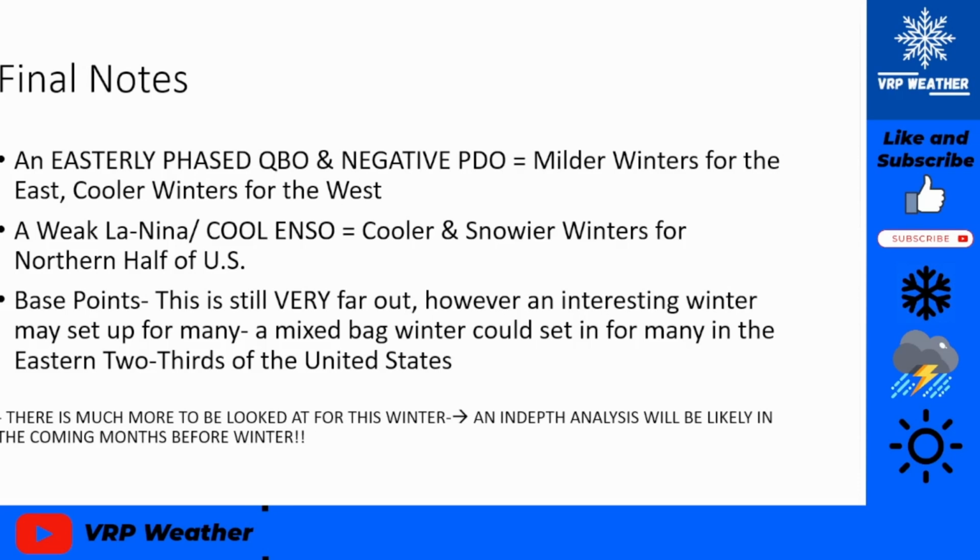Now, the bottom line: this is still very far out, of course. However, an interesting winter may set up for many. A mixed bag winter could set in for many in the eastern two-thirds of the U.S., so I expect that. Given we have so many teleconnections, so many phases and sub-phases going with each other, phases going against each other, it's going to be an interesting winter, and we're not going to be able to figure out everything until we get much, much closer.